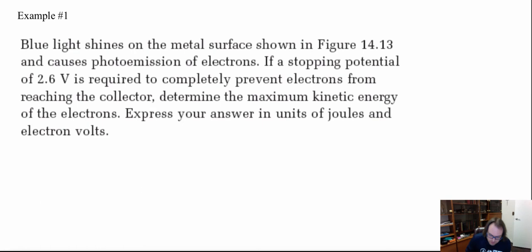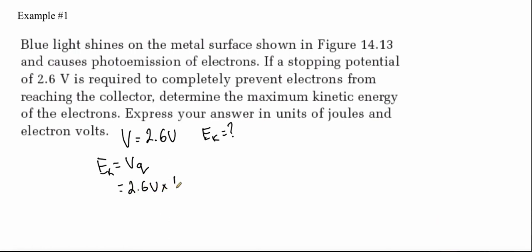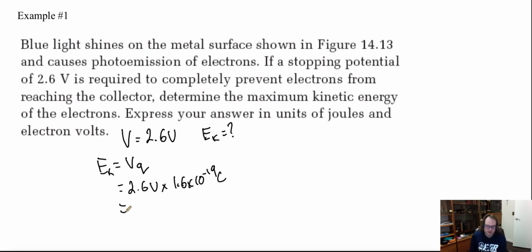So let's first look at what we're given. We are given our voltage or potential difference of 2.6 volts. We are trying to figure out the kinetic energy of the electrons. So we know the energy is equal to the amount of volts it takes to stop a charge, and that will be the kinetic energy in this case. So let's substitute in what we have. So we end up getting 4.16 times 10 to the negative 19 joules.